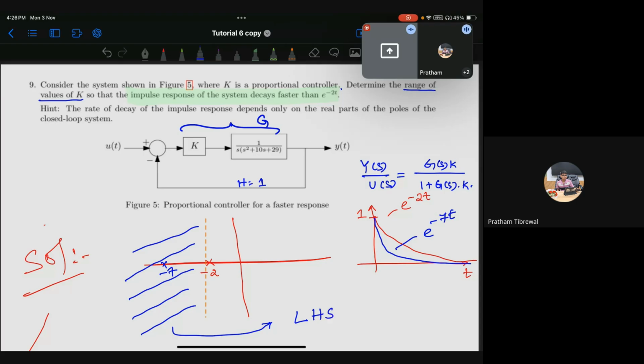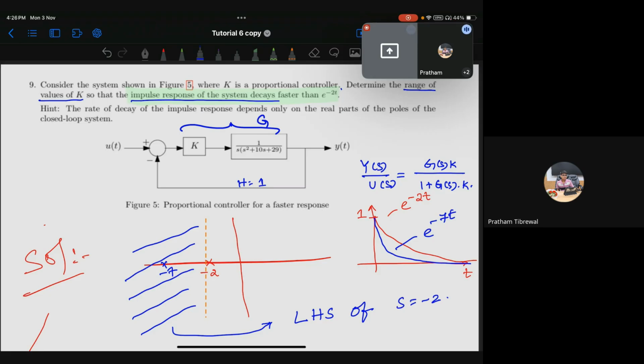This region is nothing but the left half side of the s-plane, and that is the question. If we take e to the power minus 2t in the Laplace domain, it would be 1 upon s plus 2, that means a pole at minus 2. We have drawn that it has to go very fast, meaning e power minus 7, minus 8, etc., on the left side of that region, s equal to minus 2.